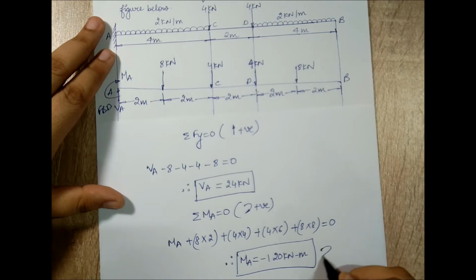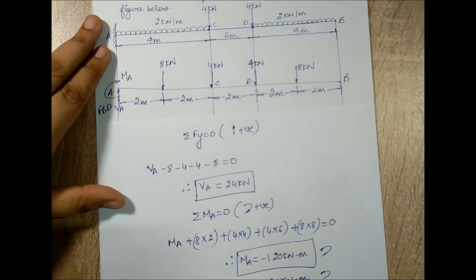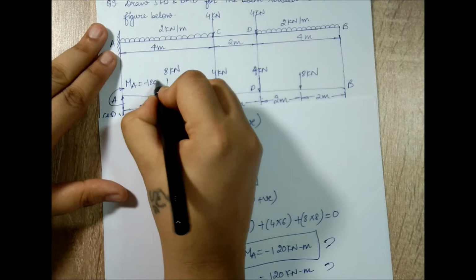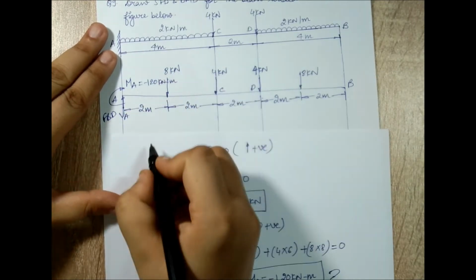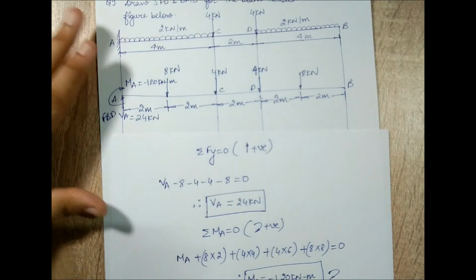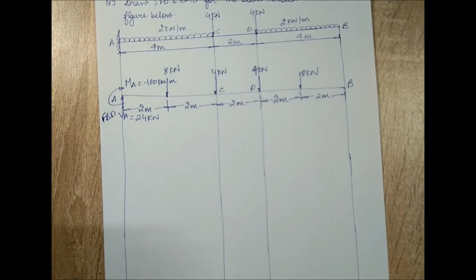So this will be clockwise. If I have to write anti-clockwise, it will be 120 kilonewton meter. So I'll just enter the values here. It is minus 120 kilonewton meter and the value of VA is 24 kilonewton. Next I'll calculate my shear forces.